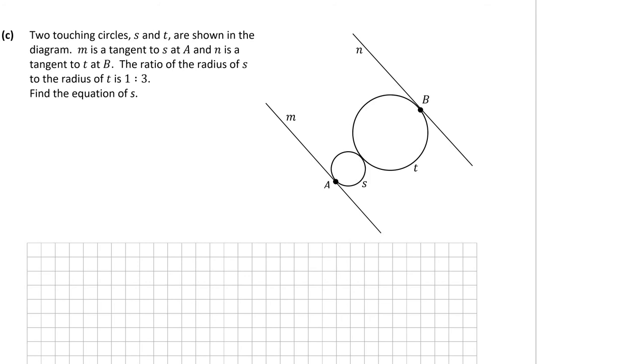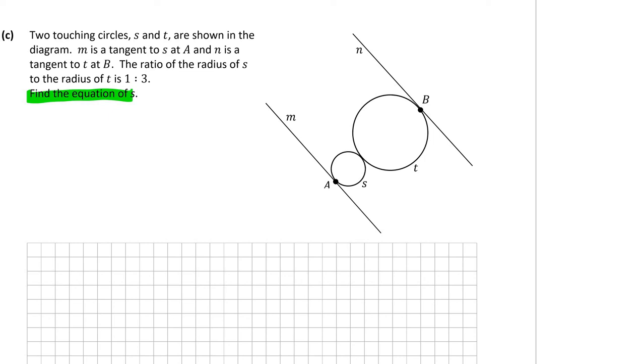So in this question, I'm asked to find the equation of S, the circle. So what I'll need to do is find out the center and the radius of S, and then I can just plug it into the general equation of a circle. You're told that going from A to B, the radius of S compared to the radius of T is a ratio of 1 to 3.